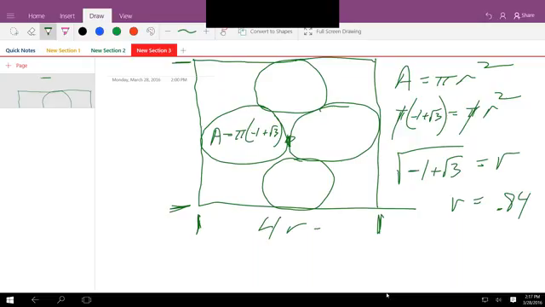3.37. 3.37 is the width of that rectangle. Now, the top and bottom circles are not touching, correct? Yeah. Okay. And they've drawn a triangle by connecting the centers of each of these circles, correct?